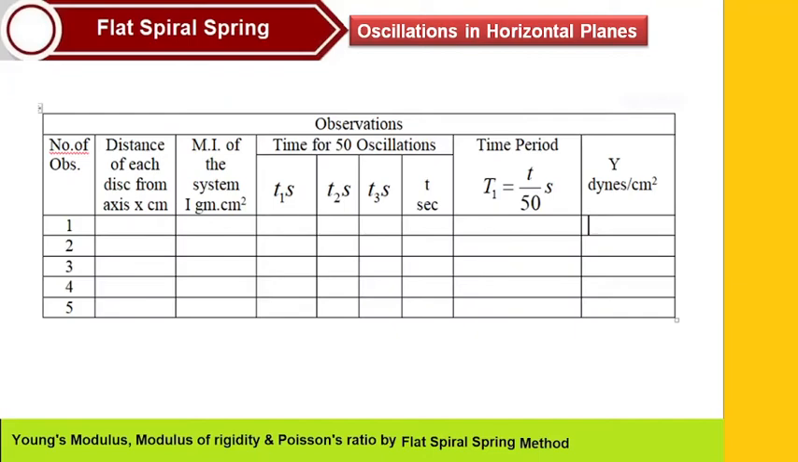Now take the observations in tabular form. Distance of each disk from axis x centimeter and moment of inertia of the system I gram centimeter square. Note the time for 50 oscillations: T1, T2, T3 seconds, and take the mean, that is small t seconds, and find the time period. Capital T is equal to small t divided by 50 seconds, and find the Young's modulus, capital Y, dynes per centimeter square.